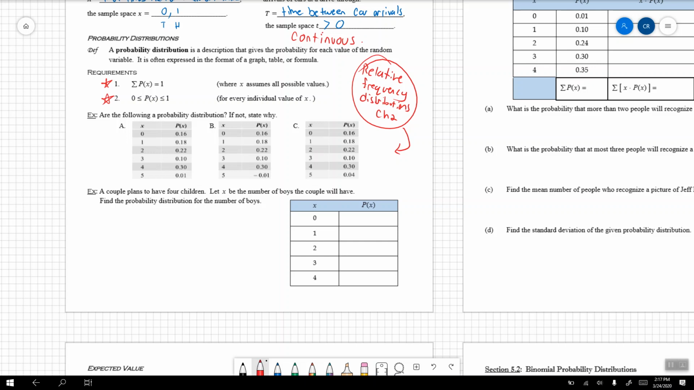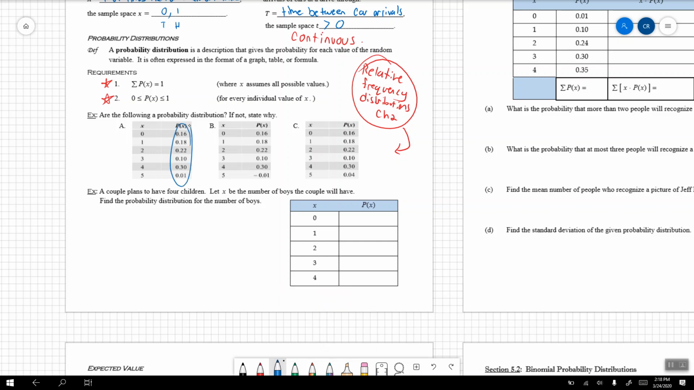So I want you to take some time really quickly to investigate parts A, B, C. Do all the probabilities add up to 1? And is each individual probability between 0 and 1? So take some time and review that for yourself. All right, so now that you've taken some time, let's go ahead and start discussing. Look at all the probabilities in part A.